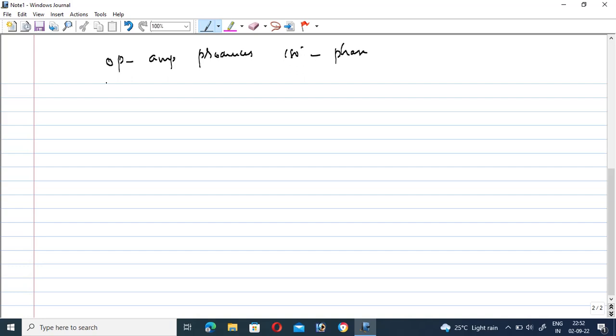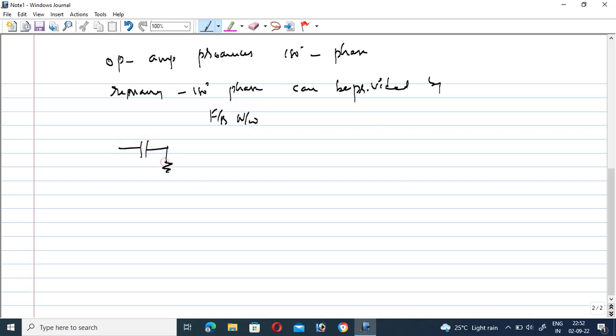For that purpose, the remaining 180 degrees phase can be provided by the feedback network. That is the basic purpose. I think all of you have some idea: if you take the RC network, it is a capacitive network, sorry, a high pass network. If you take the output across the resistor, you can calculate some gain value like this.